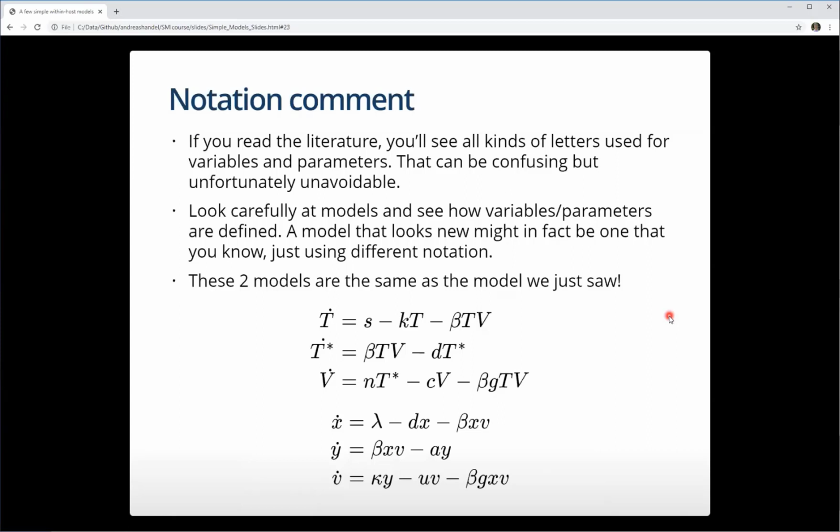Just one more side comment, I made it before, notation. So these models are exactly the same again as this model before, completely different letters, they look different. So when you look at models, just be careful to read them in detail, and you might realize that you actually know the model, you just are not used to their nomenclature. Unfortunately, there's no real standard. It's not as standardized as what you know if you know sort of the epi modeling, where we have the SIR model or the SEIR model. It's much more standardized there, though not perfectly either. And within host modeling, it's much more all over the place. So you just have to sort of look carefully.